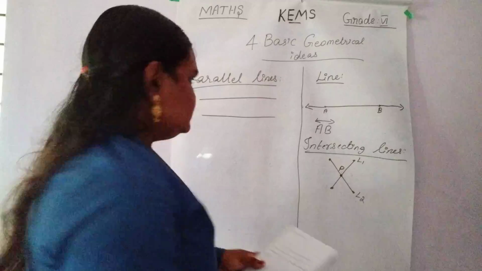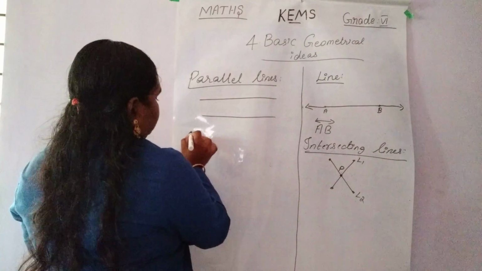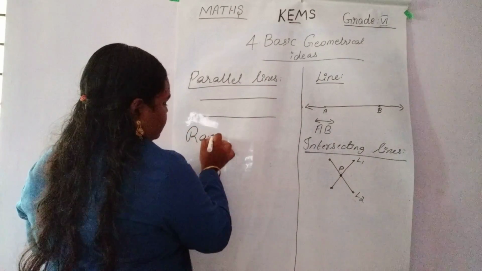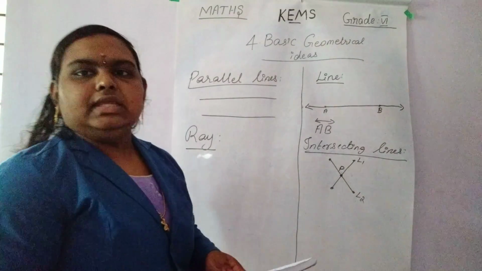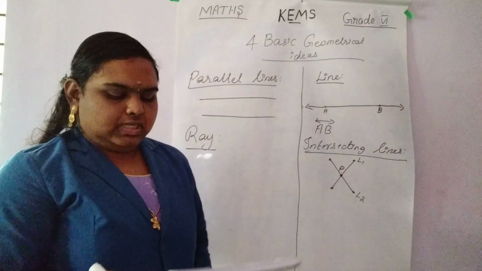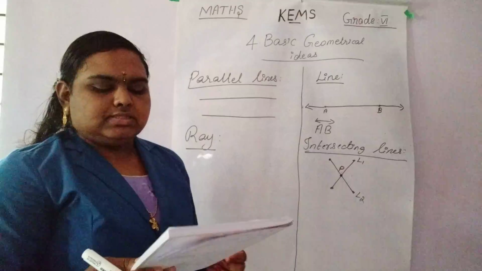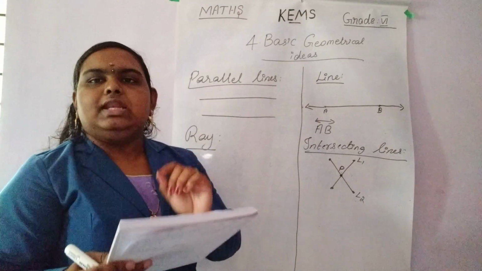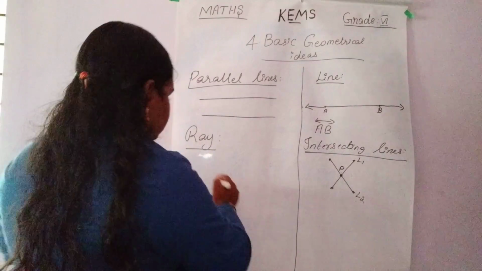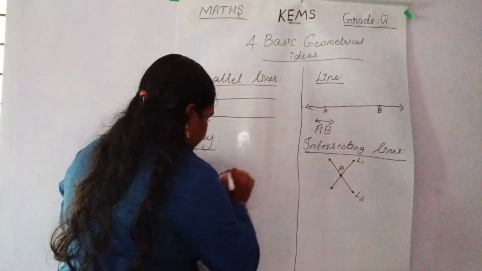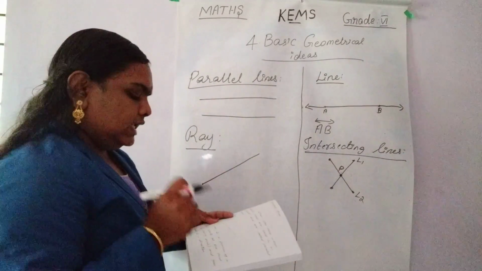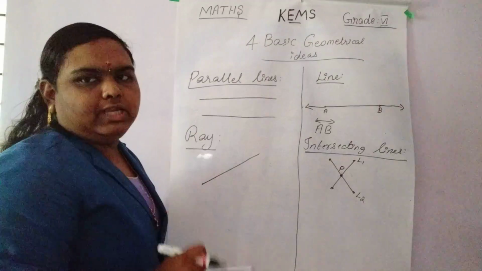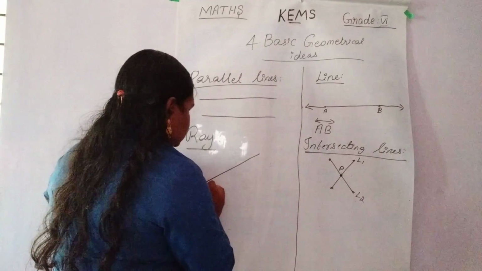Okay. The next one I am taking is a ray. What is a ray? I'll just read the definition. A ray is the portion of a line. So I'm just taking a line. So a ray is the portion of a line. So this is the line.